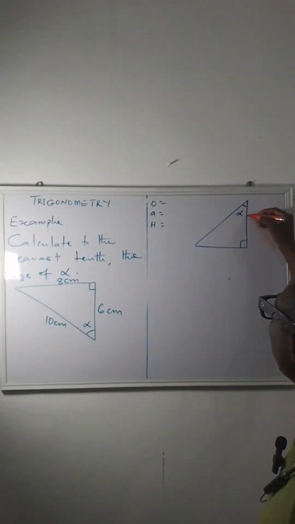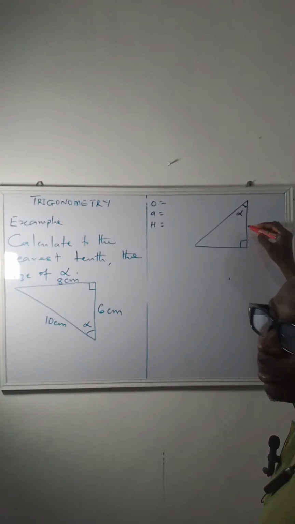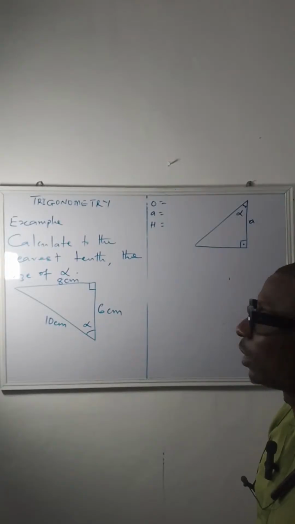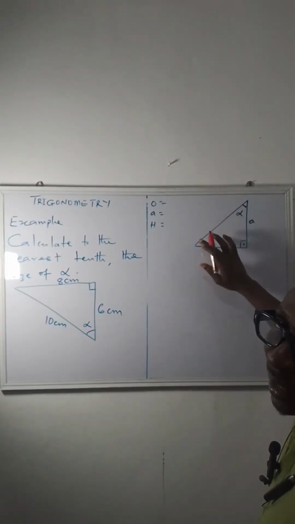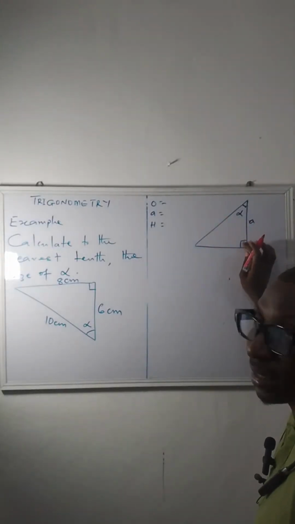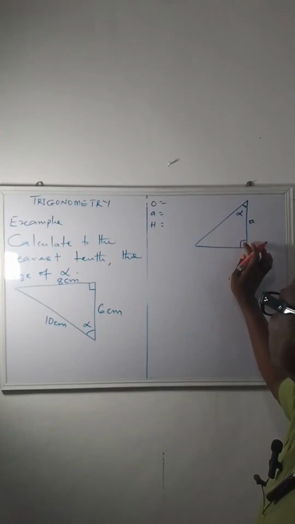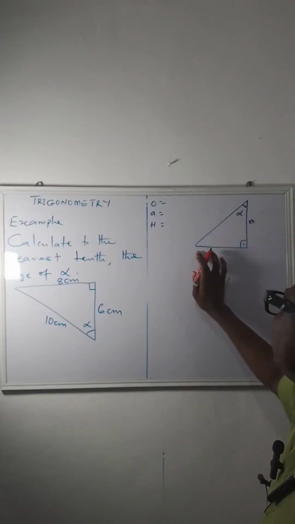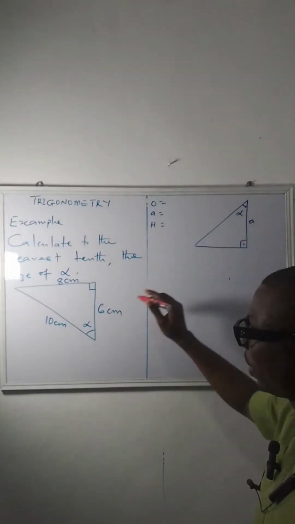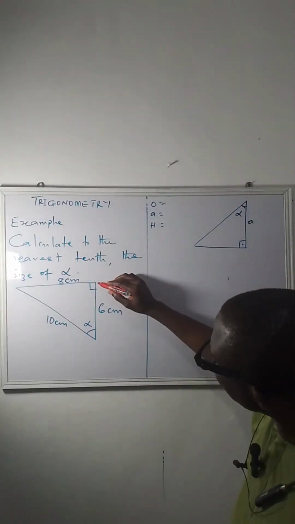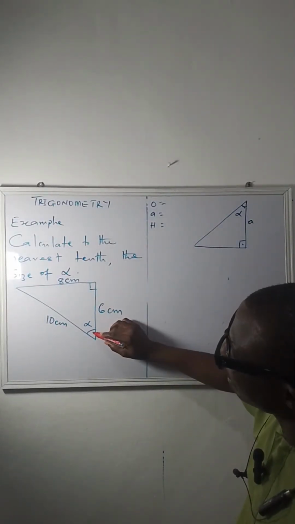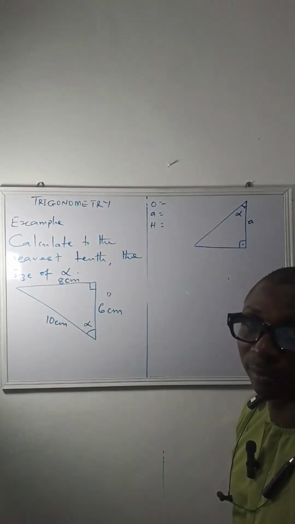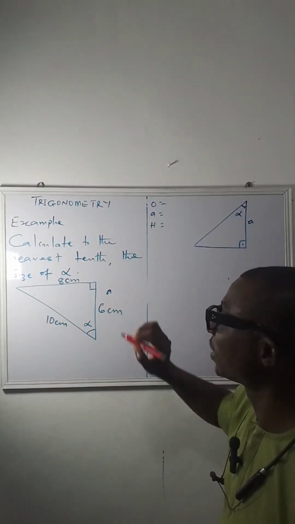See, this side that touches the reference angle and the right angle, this is what we call the adjacent. The hypotenuse is the side that faces the right angle directly, the right angle, angle 90. So this is the hypotenuse and this is the opposite. In this case, the side that touches the reference angle and the right angle is the adjacent.